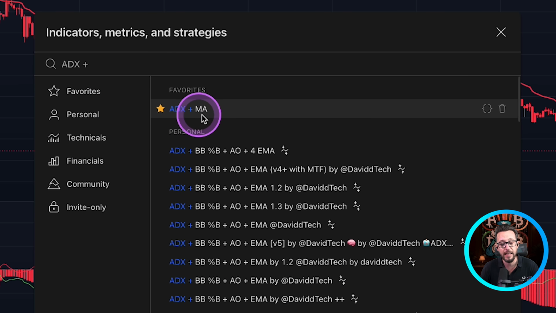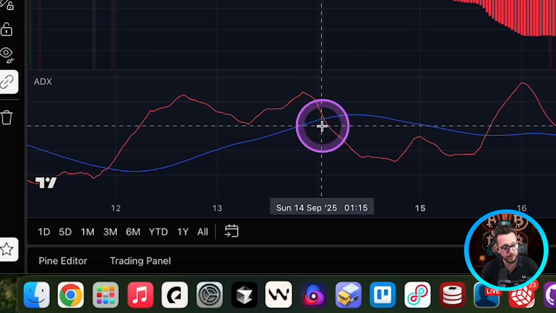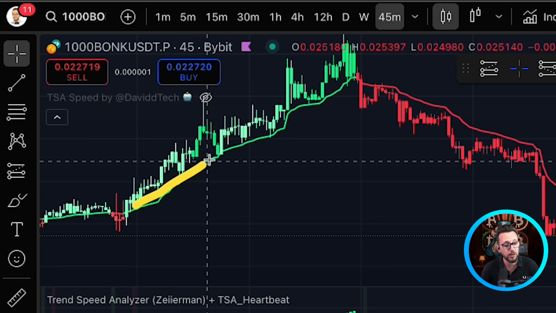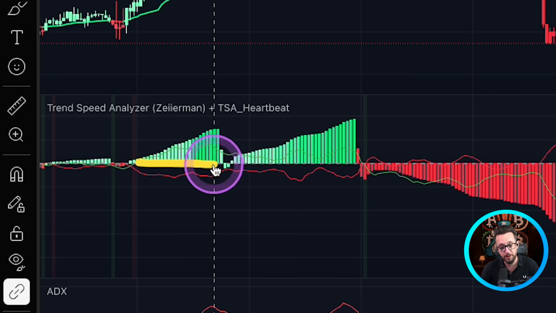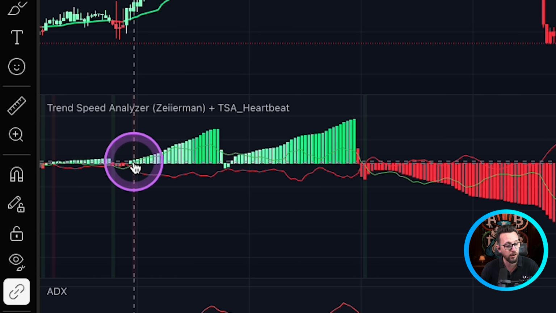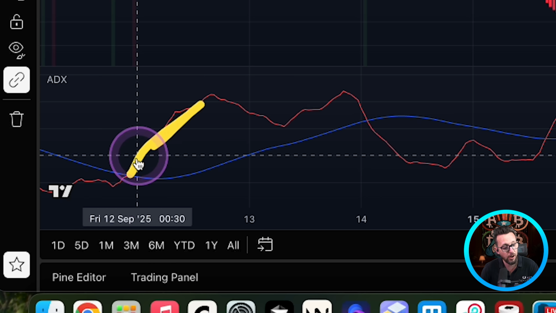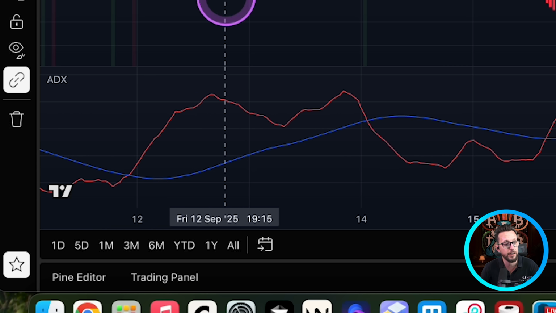I'm going to add the ADXMA, and that's going to keep us out of markets when markets are moving sideways. So we're looking for price to be above the moving average and for it to be green when we're looking for longs. We're looking for the TSA to be green and above the zero line to take our entries. And then we're looking for the ADX to be red over blue. Whether it's a long or a short, it's always red over blue.